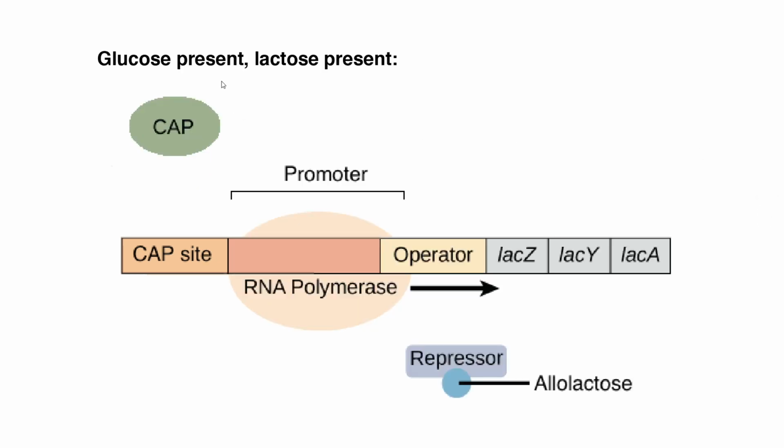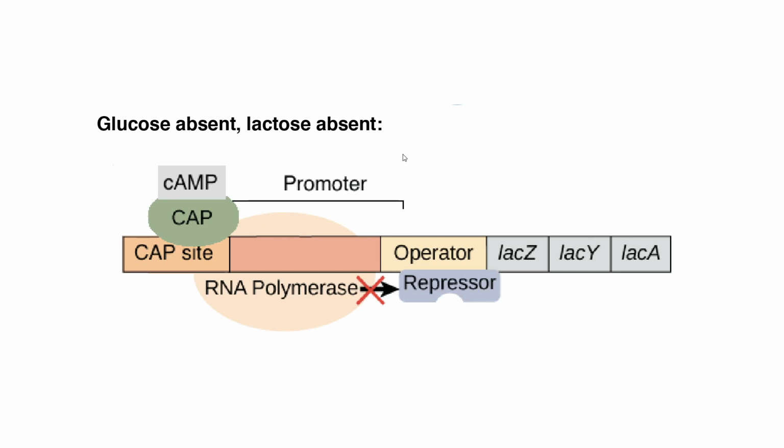Next, glucose is present and lactose is present. Low-level transcription of the Lac operon occurs. The Lac repressor is released from the operator because the inducer, allolactose, is present. cAMP levels, however, are low because glucose is present. Thus, CAP remains inactive and cannot bind to DNA, so transcription only occurs at a low, leaky level.